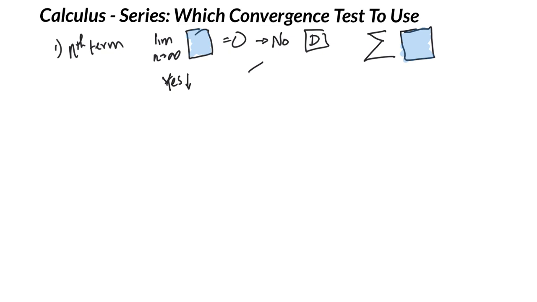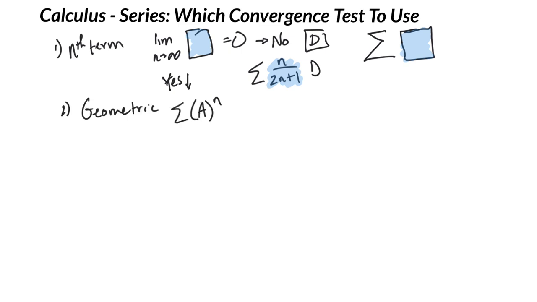So let me give you an example of something that would be no. Let's say that my original series was n over 2n plus 1. Well, if you took the limit of this expression, the limit is 1/2. It's not 0. So the minute it's not 0, you know that this thing diverges. You don't even have to continue. Now, if the answer is yes, we go to a different test.